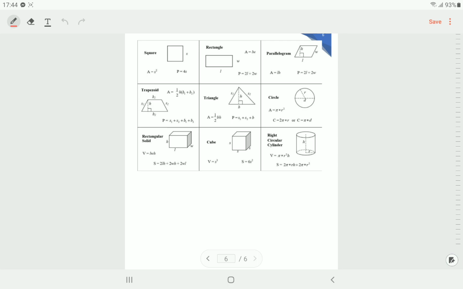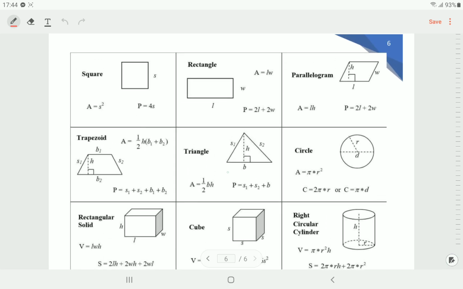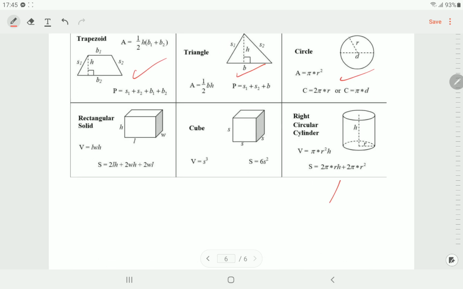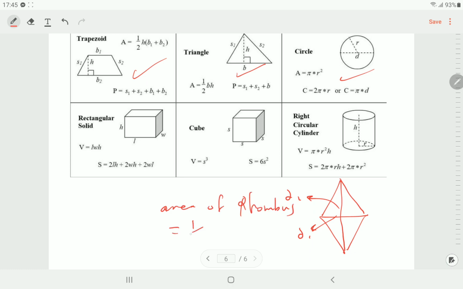Please try to revise the laws we talked about in algebra. Try to keep them in your mind, because it's important for you. We have the area of a triangle, trapezoid, parallelogram, rectangle, square. It's important. Circle, very, very important for you. Don't forget that. And don't forget the area of a rhombus. If you have a rhombus, to find its area we have diagonal 1 and diagonal 2. Then the area of a rhombus equals half times d1 times d2. Okay, bye.